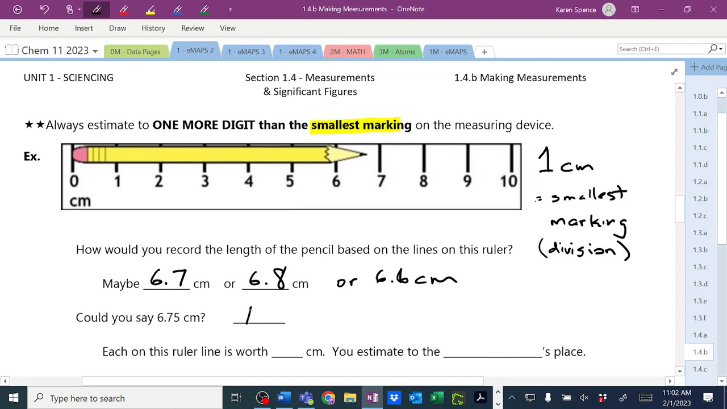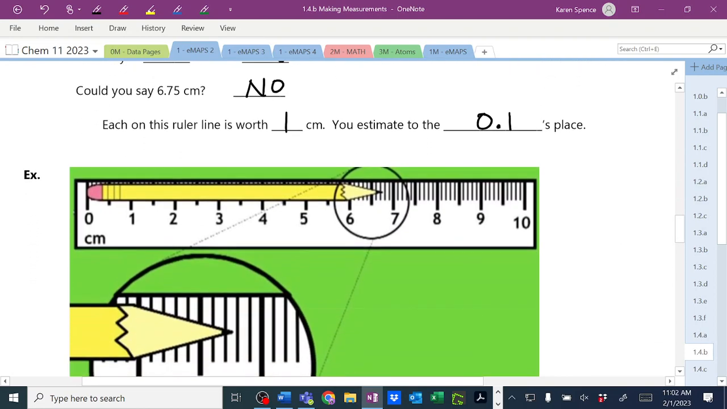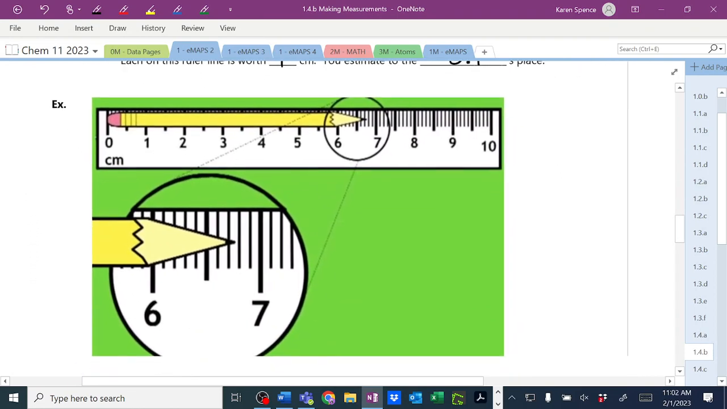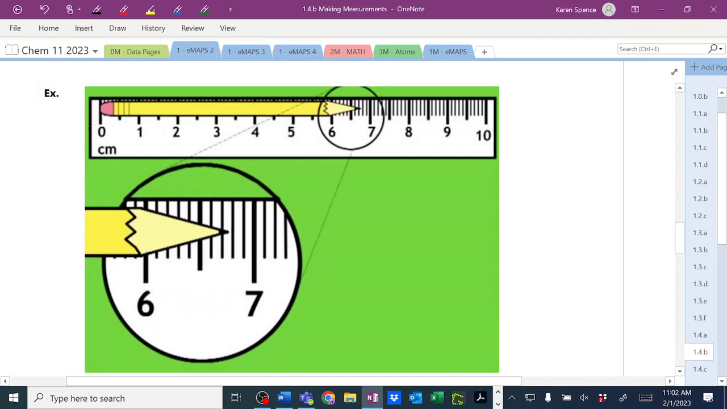No. That is because each ruler line is worth 1 centimeter, so we can only estimate one more place value than that, so we can go to the 0.1. We've gone one more place value to the right. And now we have to blow this up so we can actually see it.